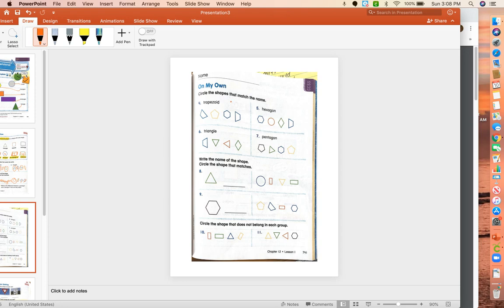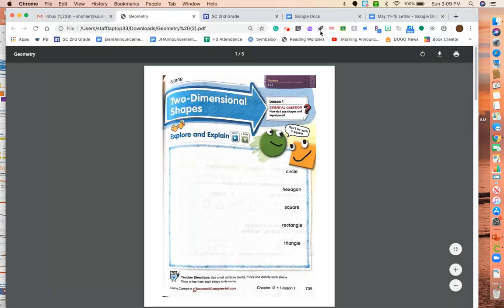Number 4 says to circle the shape that says the name: trapezoid, hexagon, triangle, pentagon. Then they want you to write the name of this shape right here and circle the one that matches, and then circle the shape that does not belong in each group. All right, give it a try.